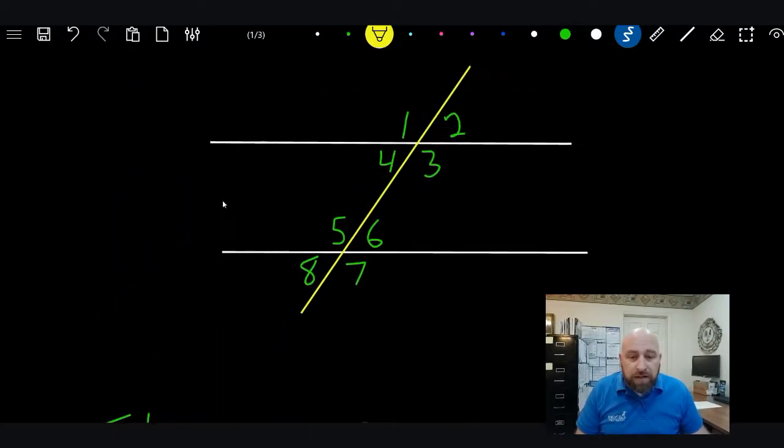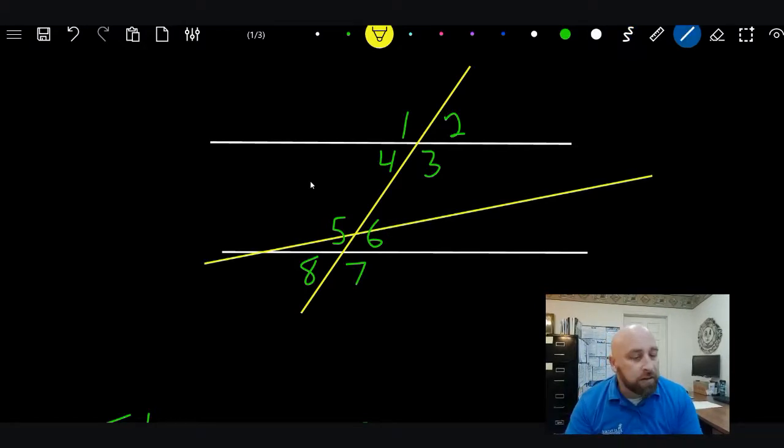Theorem number 8 says that if they're parallel lines, and these are, now they might not be because I just drew them, but we're saying that they are, 3 equals 5 and 4 equals 6. That's what theorem 8 says. Now, what if these lines aren't parallel? So what if I have a line coming up like this? Then you throw it all away.